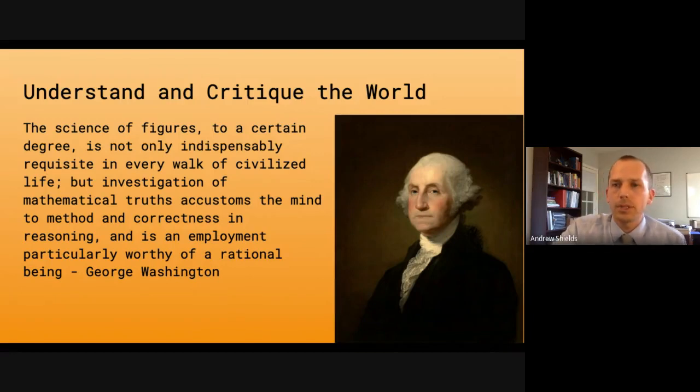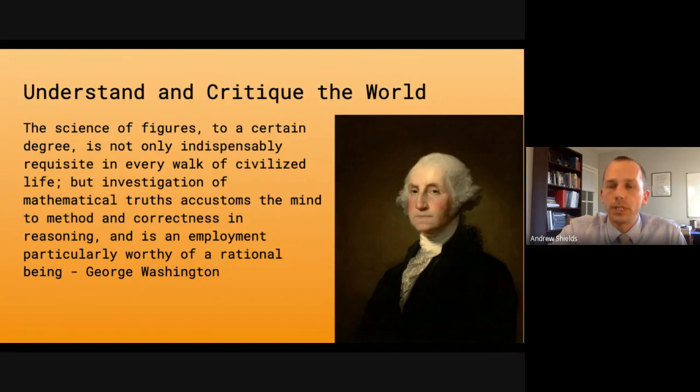So what I think President Washington is saying here is that the importance of mathematics is based on both the direct importance of understanding the computations and calculations of modern society, but also developing the habits of mind required to reason with and process through the claims and arguments encountered in a modern society. And this is George Washington. That's over 200 years ago that he's saying this.